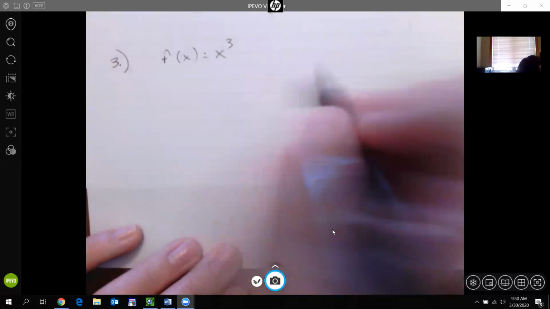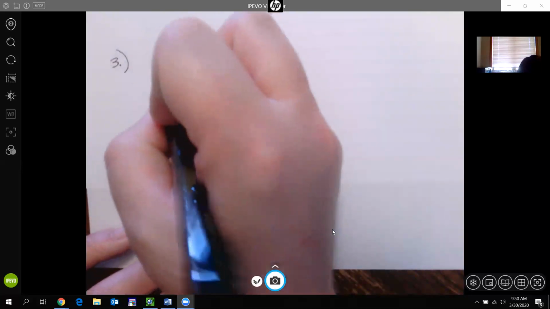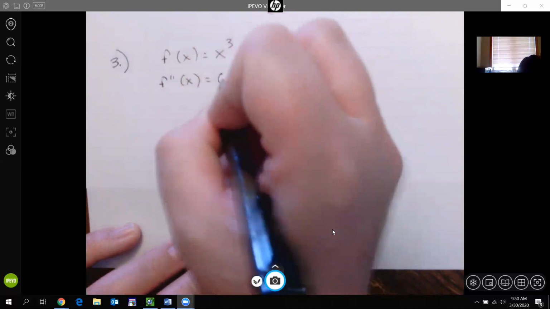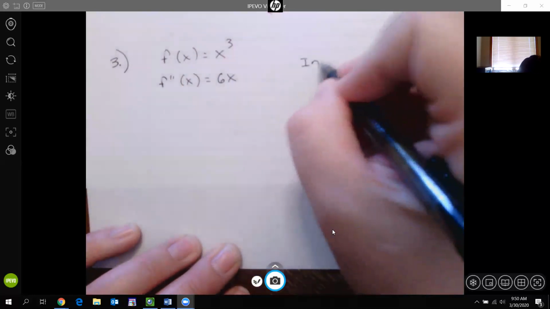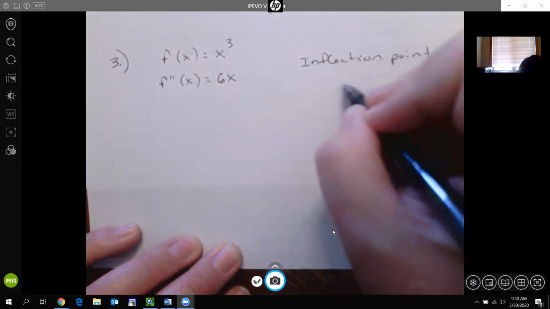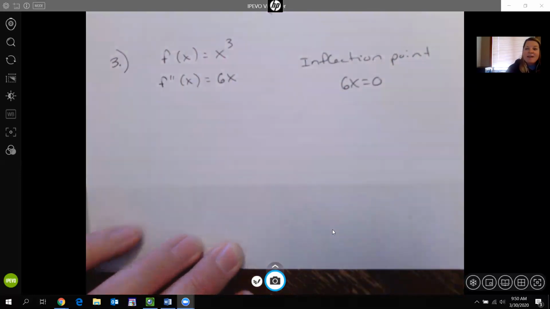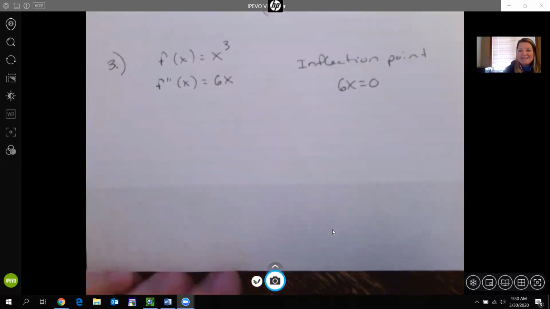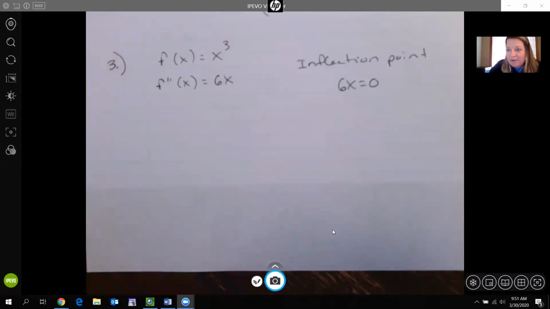So let's start with, we know that the second derivative is 6x. So for an inflection point, we set that equal to 0. And we find where does the second derivative equal 0. That should look familiar because we did our first derivative where it equaled 0, and that gave us where it could switch from increasing to decreasing. So same idea here, but it's going to switch from concave up to concave down.